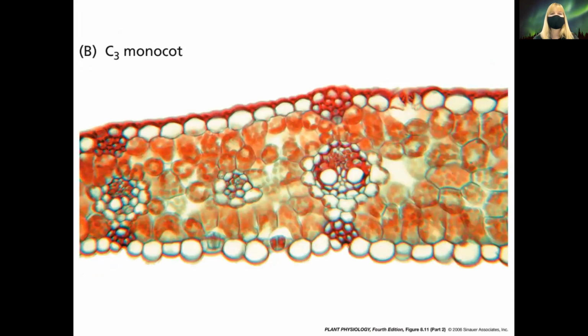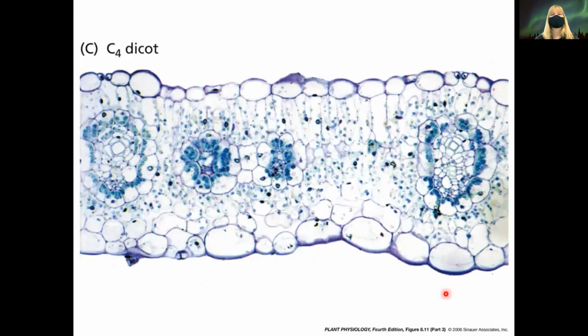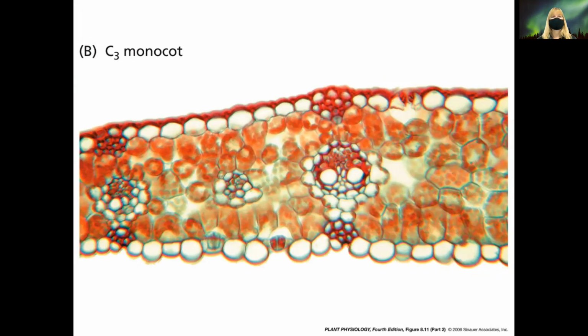Here's another image of a C4, and this one's nice because they've stained the chloroplasts quite nicely. So you can see all the kind of bluish dots, those are chloroplasts in the bundle sheath cells. So you have lots and lots of chloroplasts. The bundle sheath cells are nice and plump. So that's one big difference when you look at a C4 and a C3 plant.